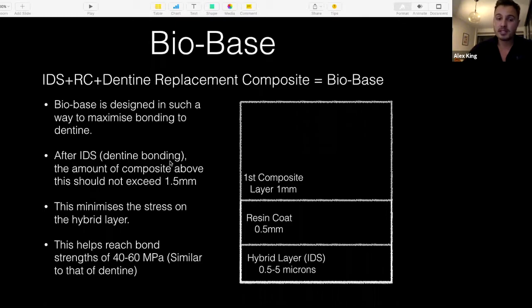So after the immediate dentine seal, like I just said, within the first 5 minutes, we should not exceed 1.5 millimeters above the tooth. So say this is the tooth down here where my cursor is. We've done our hybrid layer with our immediate dentine seal. We've done our 0.5 millimeters of resin coat, and then we've got a 1 millimeter layer of composite. As long as we don't exceed this, then our bond strength to the hybrid layer is maintained and can still mature. And it allows us to reach bond strengths of 40 to 60 megapascals.